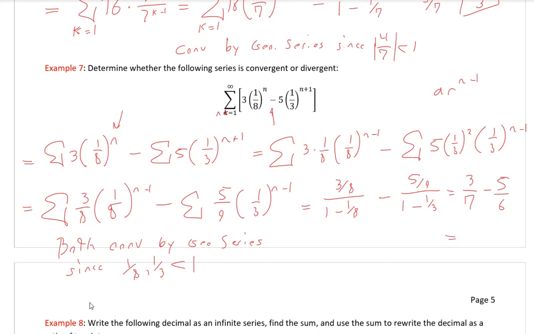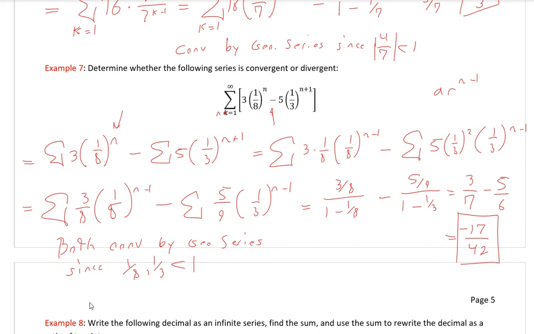So this will actually converge to a negative number. 42 overall on the bottom. That's 18 minus 35 will give you negative 17. So this converges to negative 17 over 42.